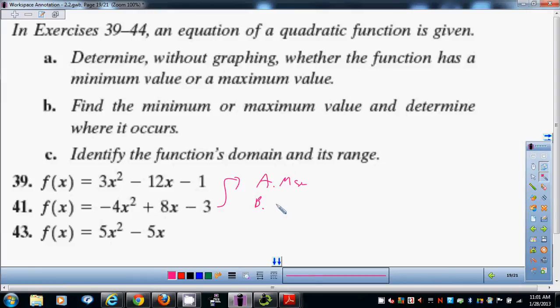1 comma, whoa, that's what? And how do I find my y value? Negative 4 plus 8 is positive 4, minus 3 is 1, 1. And domain and range, what's the domain going to be? All reals. And the range?